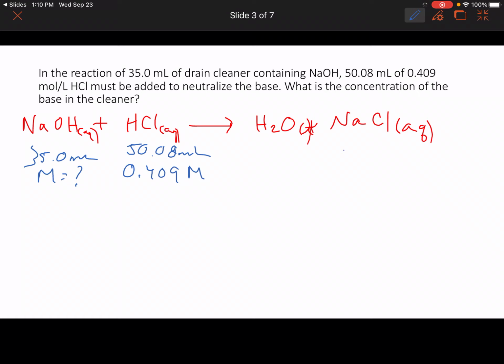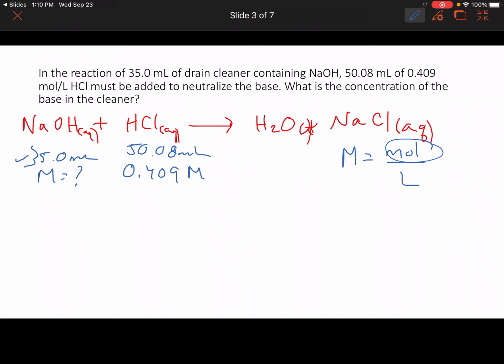In order to find the concentration, I need two things. So you're going to reuse your equation for molarity, moles per liter. Do I have the volume? Yes, I've got the volume. Do I have the moles? No, I don't have the moles. So that's what I need to find before I can find the molarity of the sodium hydroxide.